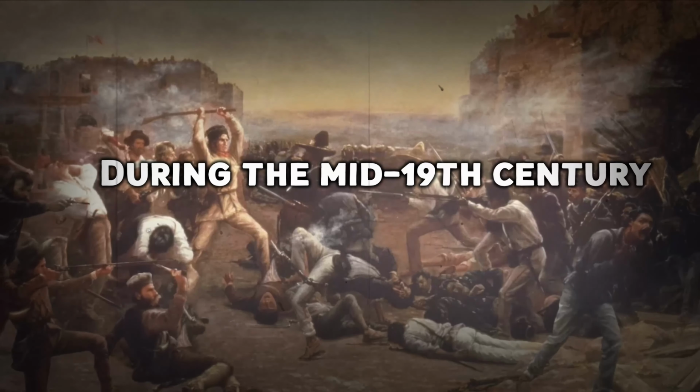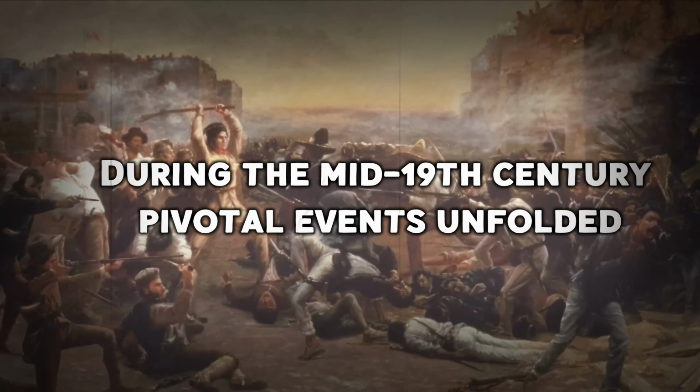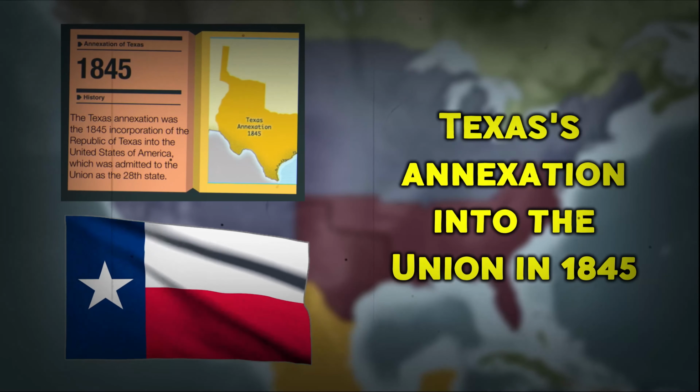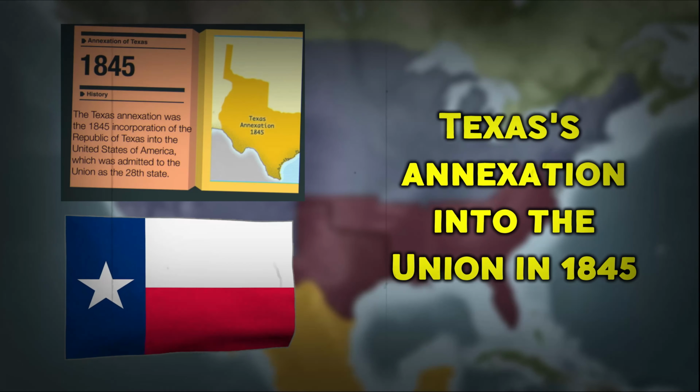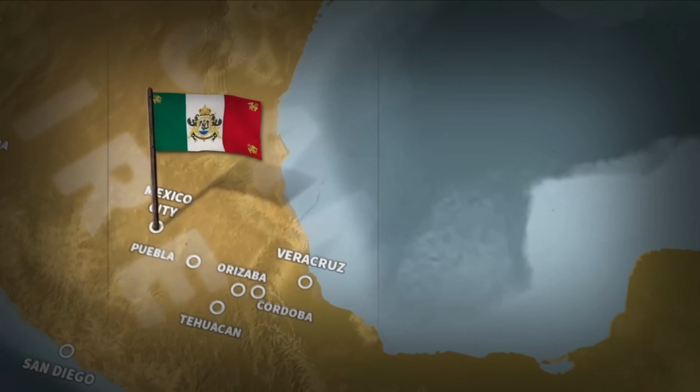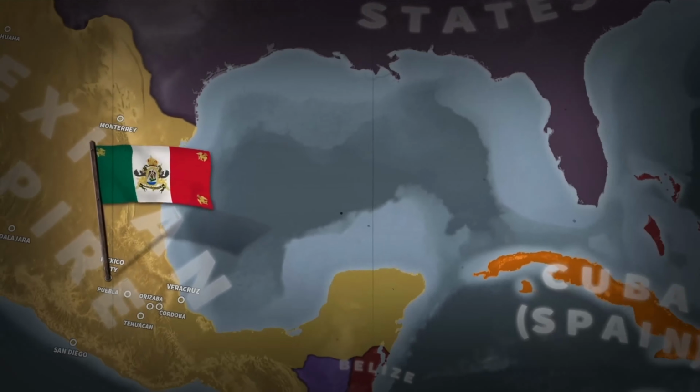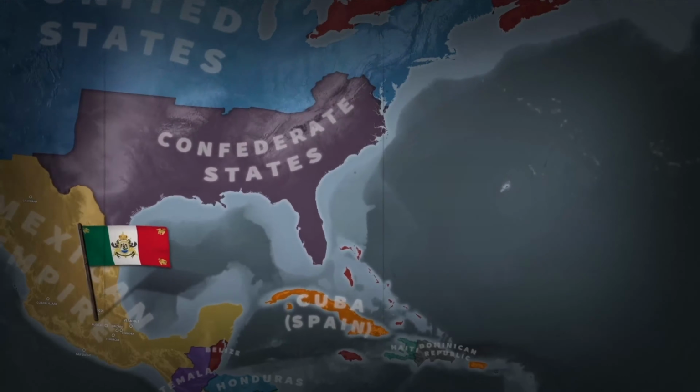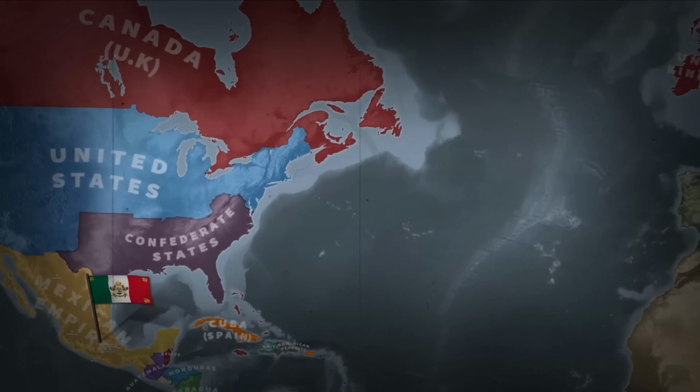During the mid-19th century, pivotal events unfolded, including Texas's annexation into the Union in 1845. Following a war against the Mexican Empire, the United States acquired significant territories, expanding its domain even further.